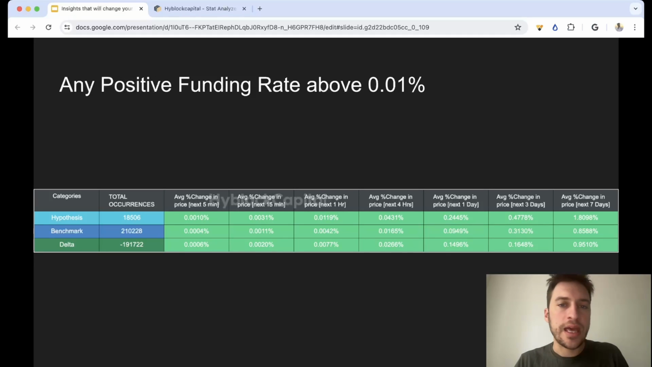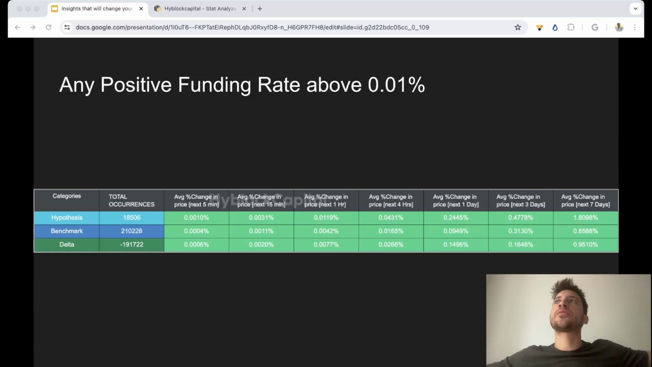All right, let's go to any positive funding rate above 0.01. Reason I don't want to include 0.01 is 90% of the time, or a very vast majority of the time, the Bitcoin funding rate is just going to be 0.01%. So I wanted to filter out those times, and I did 0.011% and above. And there was 18,000 times. On average, price just goes up a little bit.